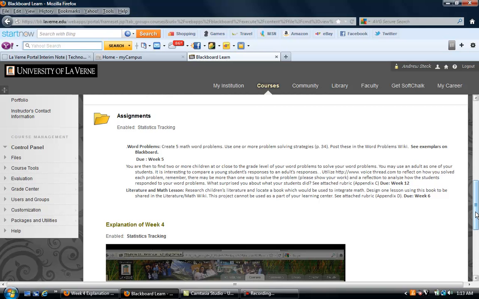The first one is to develop 5 math word problems for a certain grade level. You're to use one or more of the problem-solving strategies that you would find on page 34, and then you're to post these in your Word Problems Wiki. And there are exemplars on Blackboard that I'll show you.